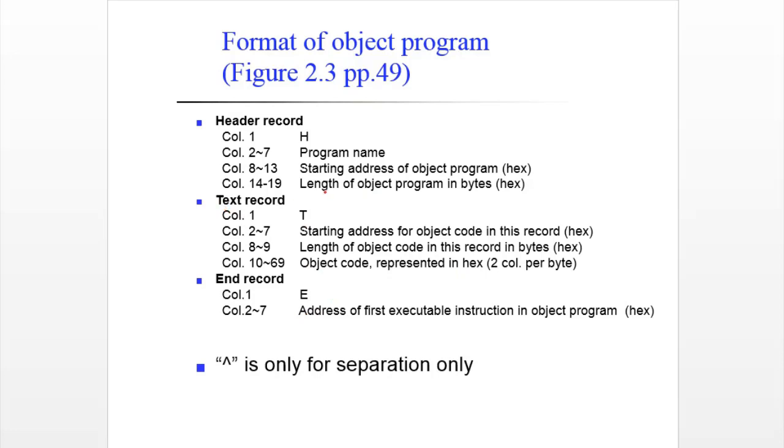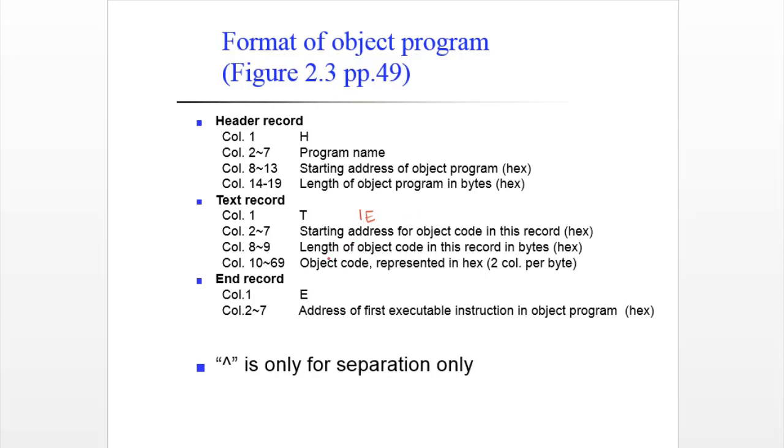Next is the format of a text record. Text records will start with T, and then we have to write the starting address for the object code in this record. Please note that the maximum length of the text record will be 1E. It can occupy 1E number of bytes. It can accommodate 1E number of bytes or lesser as well.